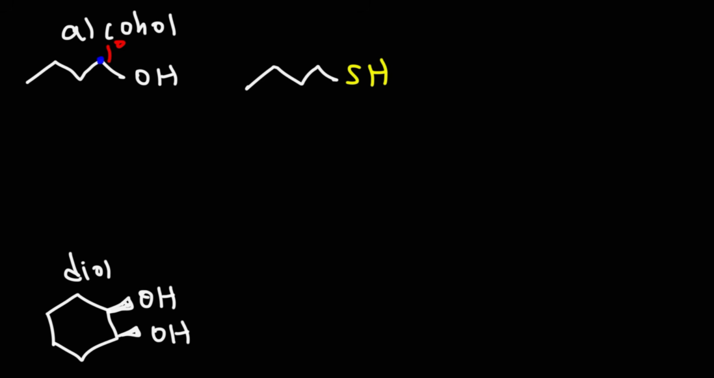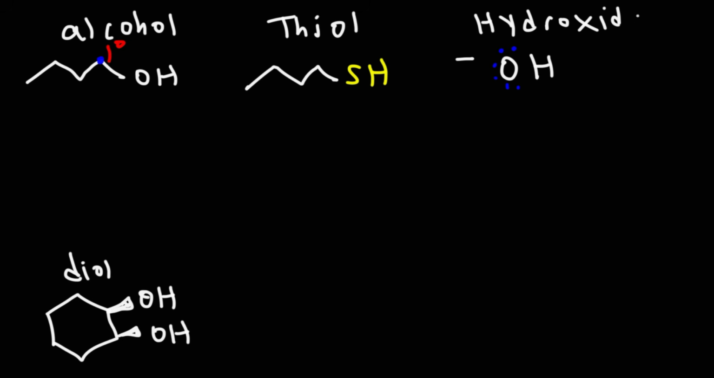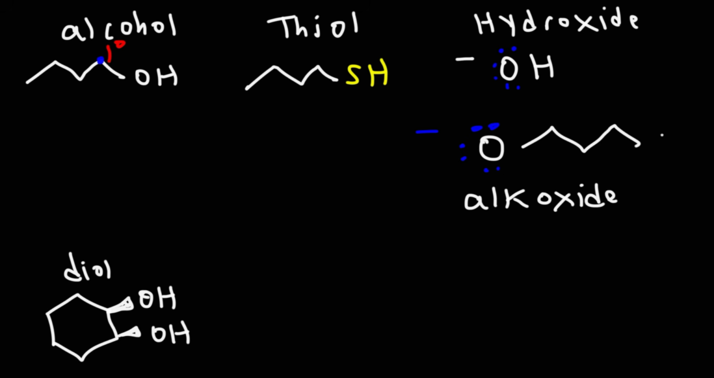This is called a thiol. Whenever you see the prefix thio, think of sulfur. Now in Gen Chem, you know OH minus, this is hydroxide. In organic chemistry, you're going to see something similar. It's a strong base, just like hydroxide, but it's called alkoxide. So instead of OH, what you have is OR. But both are strong bases.